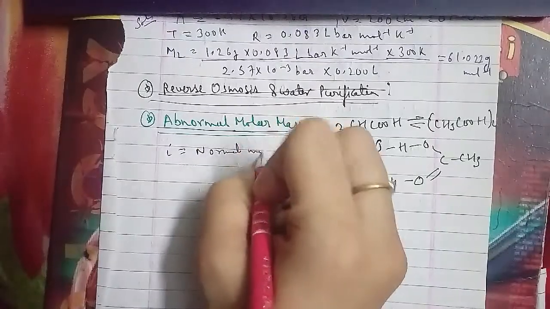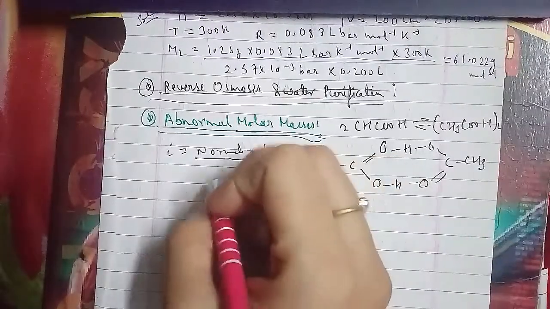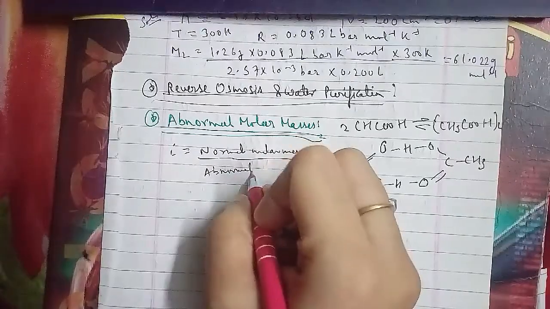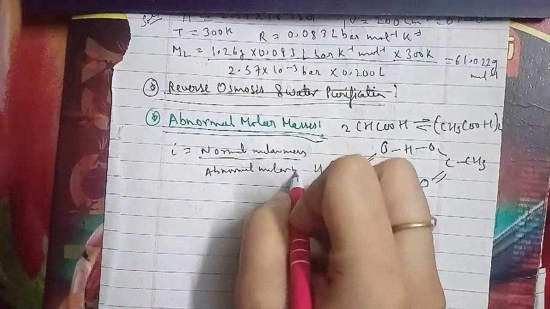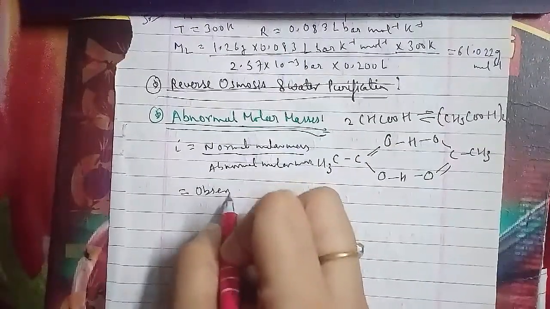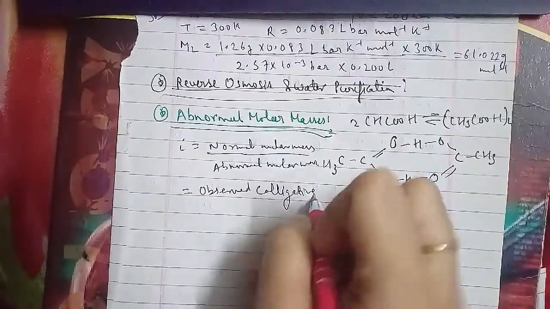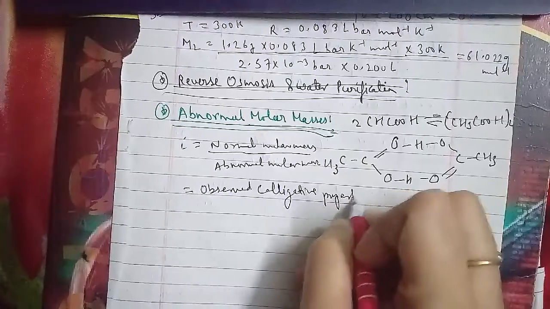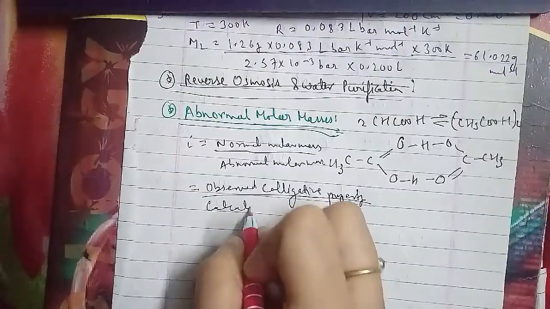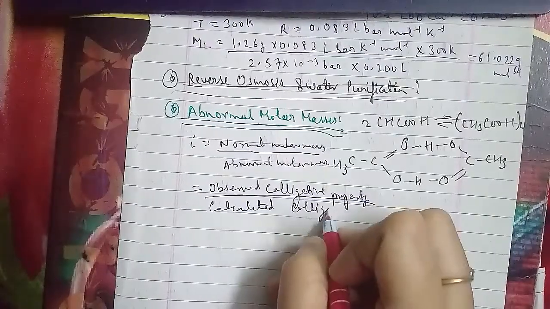Here, the abnormal molar mass is experimentally determined, and the colligative properties are calculated by assuming that the non-volatile solute is neither associated nor dissociated. In the case of association, the value of i is less than unity, while for dissociation it is greater than unity. For example, the value of i for aqueous KCl solution is close to 2, while the value for ethanoic acid in benzene is nearly 0.5.